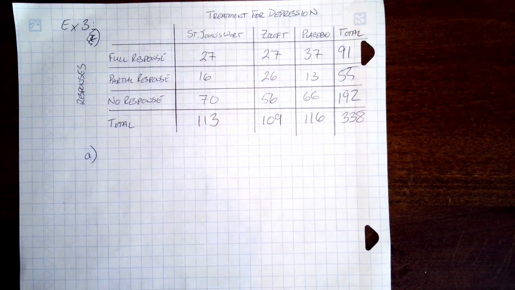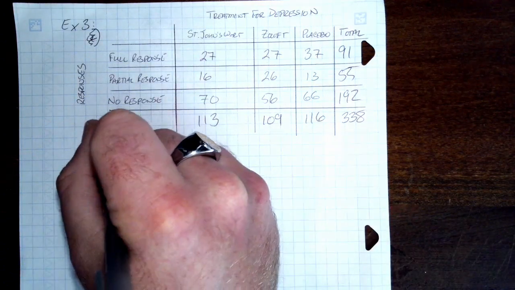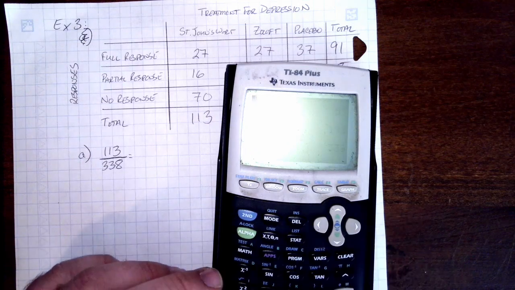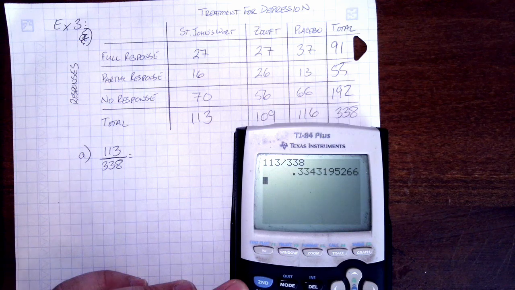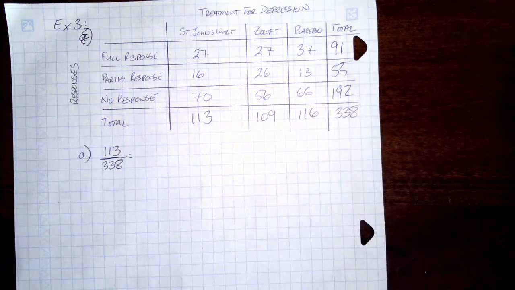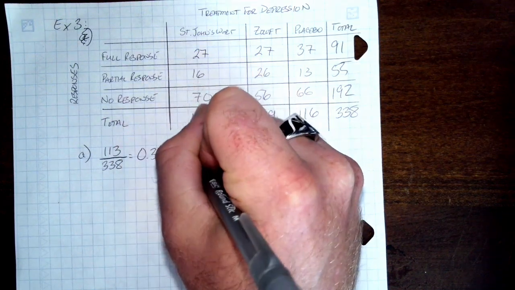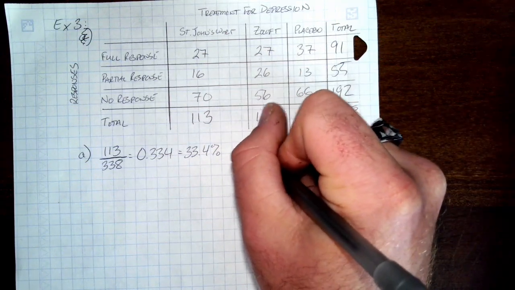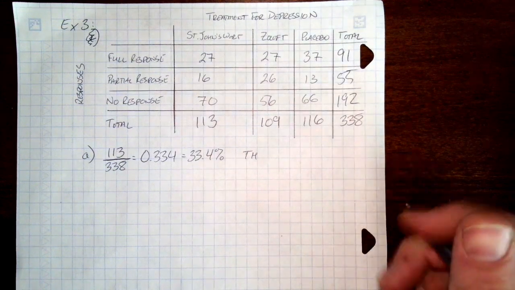So again, Part A, what proportion of the subjects were randomly assigned to take St. John's wort? So 113 out of our 338 is 33.4%, 0.334, which is about a third. This makes sense because there were 3 treatments, and a third of those treatments were given to the people taking St. John's wort.